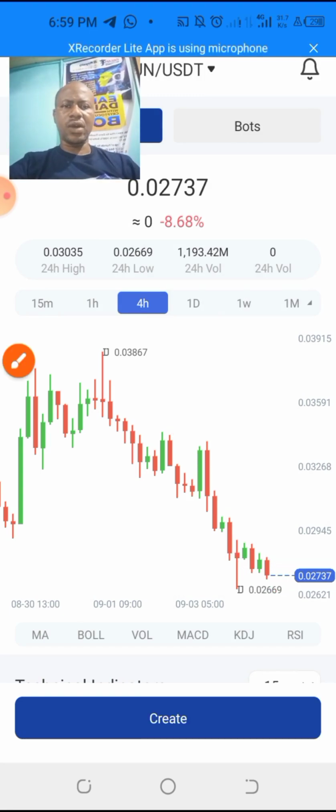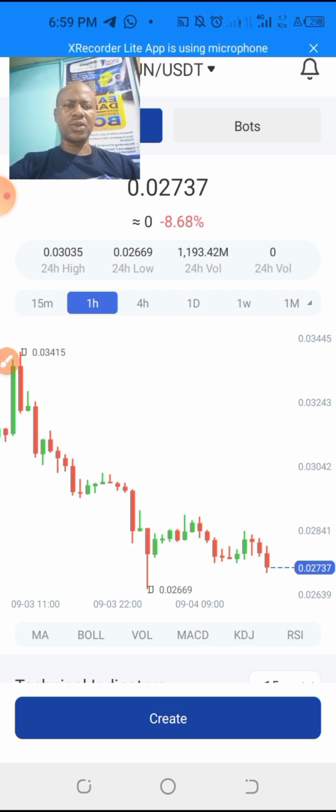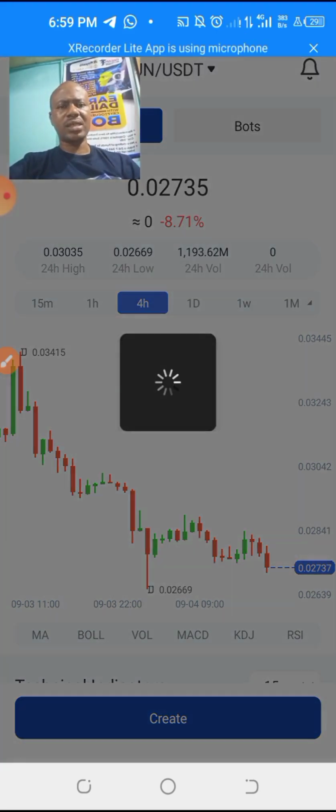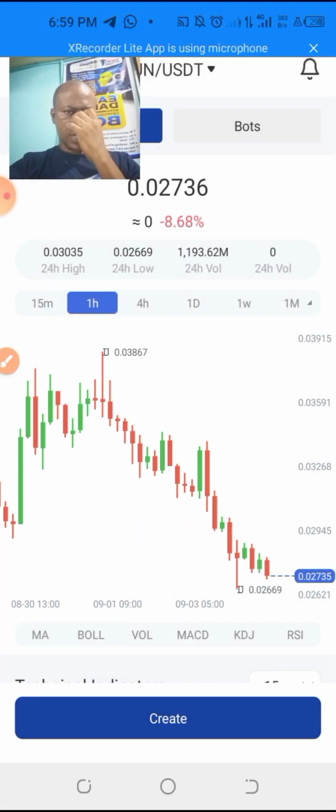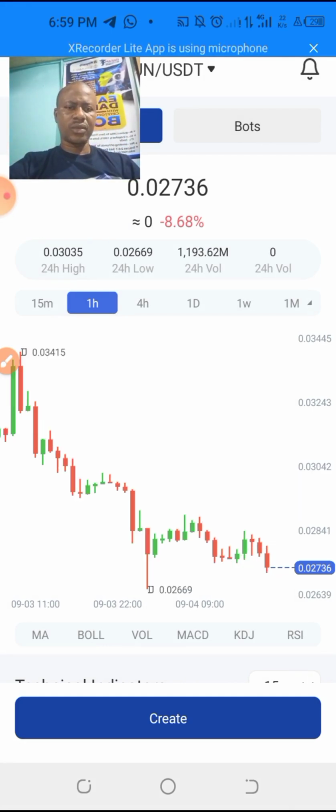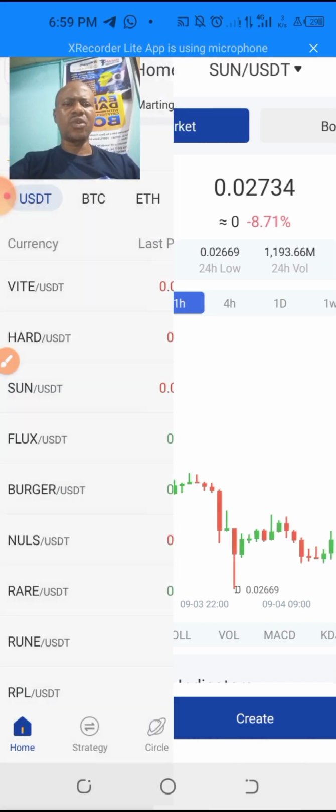Then on the 4 hours, it's on a downward trend too. So if you want to enter this kind of coin, enter and take like 1.5, 1.2% at most and get out because the market can change against you. So if you want to use 4 hours and 1 hour to enter a coin, then don't stay too long in that coin. Take small profit.